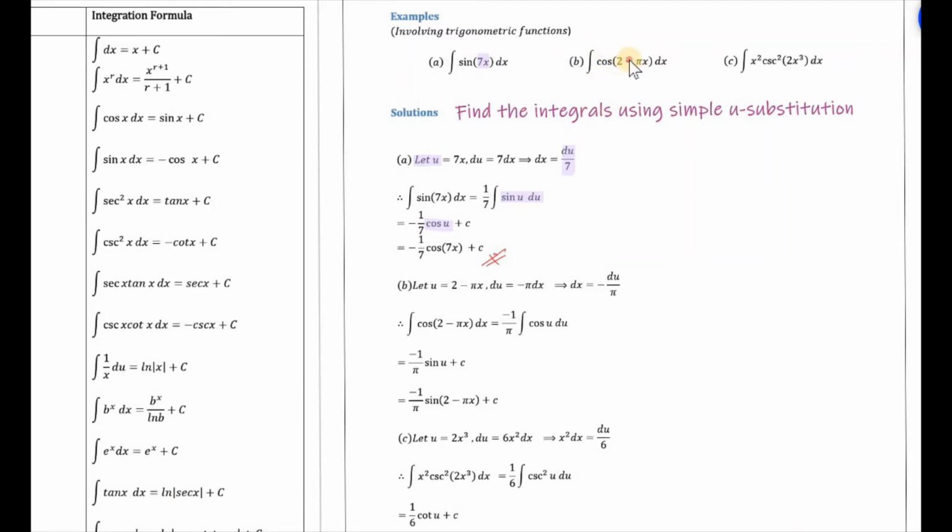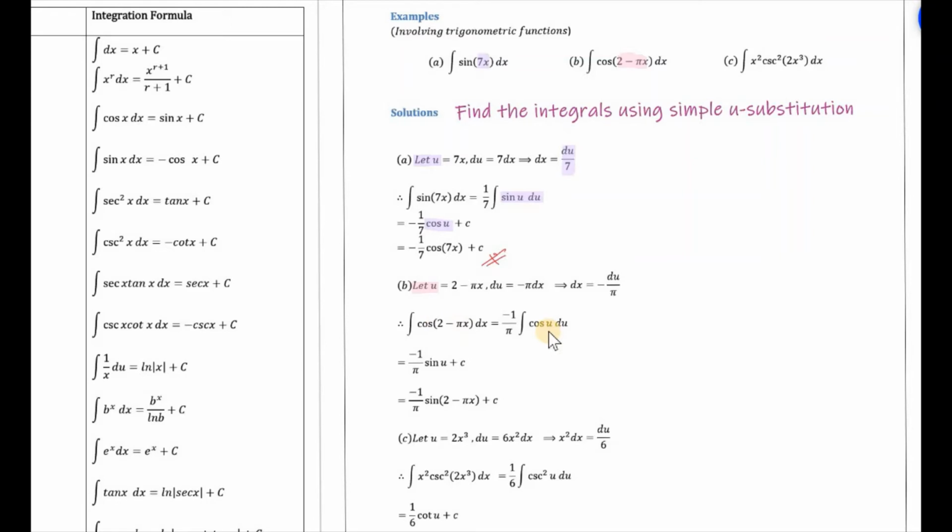Next, let's look at b. This is easy. Again, you cannot read the integral of this function from the given formula list. You have to simplify it by mentioning let u. In this case, we choose u to be 2 minus pi x, and then differentiate u with respect to x. du dx is negative pi, and then rearrange: du is negative pi dx. We need to replace dx with du over negative pi. Pi is a constant value, so we put the constant outside.